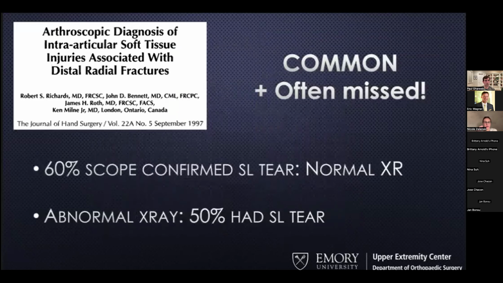SL injuries in the setting of distal radius fracture are very common and they're often missed. This was an interesting study that scoped 100% of their distal radius fractures. They found that 60% of those with any grade SL tear on the scope had completely normal x-rays. And of those patients with abnormal x-rays concerning for an SL tear, only 50% actually had it on the scope. Overall, they found an SL injury in about 20% of their patients.